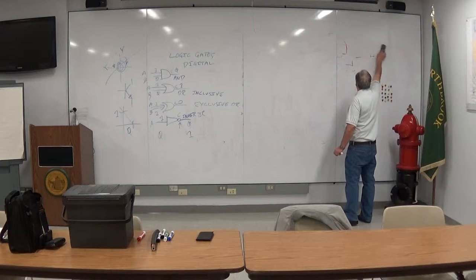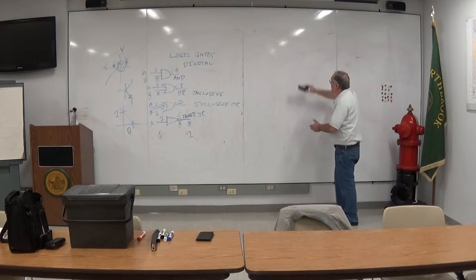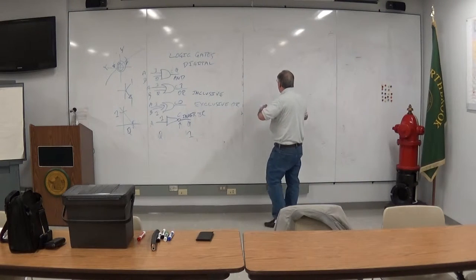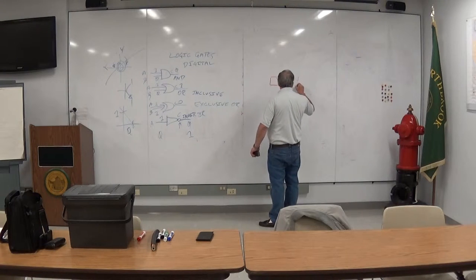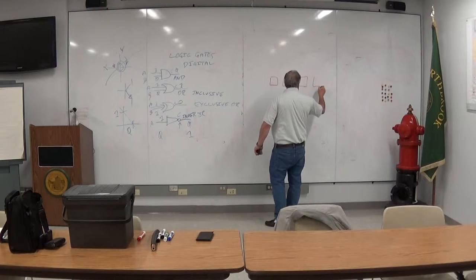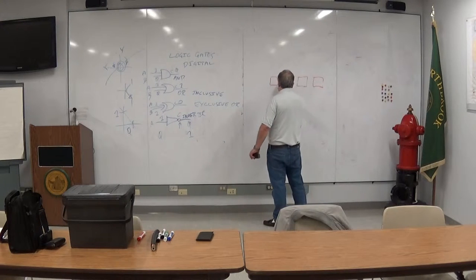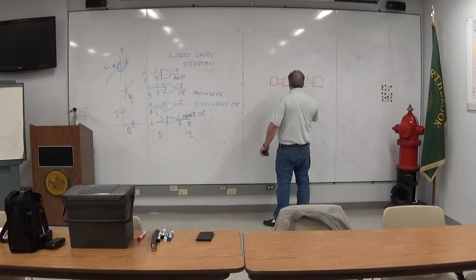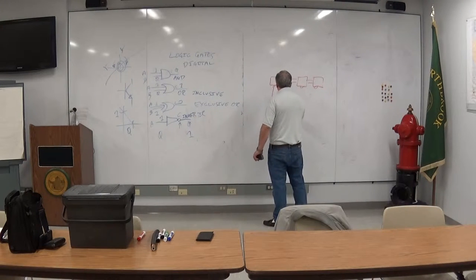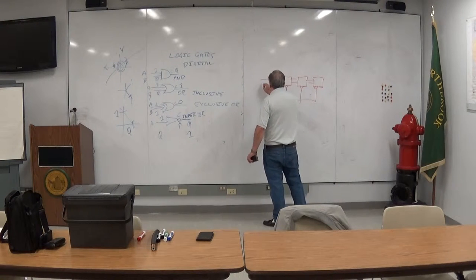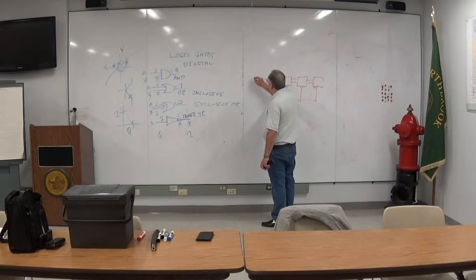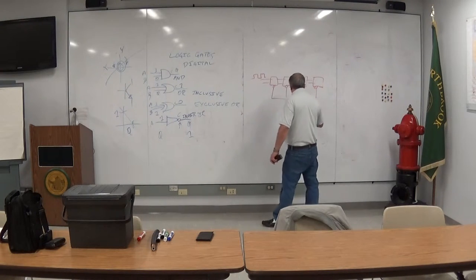We'll take our JK flip-flop, and this time we'll make it with all the usual connections. And you've got the clock here. And all these clocks are connected together. And here you've got a stream of information coming in. And then there's a sampling thing here.